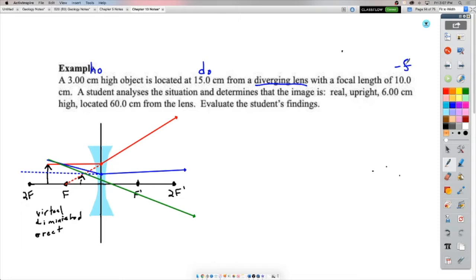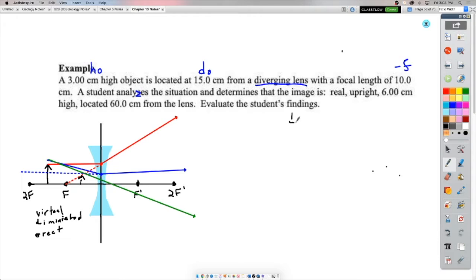A student now analyzes the situation and determines if the image is real, upright. Like we said, if we know our stuff about a diverging lens, we should already know that's wrong, right? It can't be real. It should be virtual. Upright, yeah, that's okay. 6 centimeters high, that's bigger, so that's not right. It should be diminished, okay? And 60 centimeters from the lens, again, that should be closer. Let's see what the math says, though.